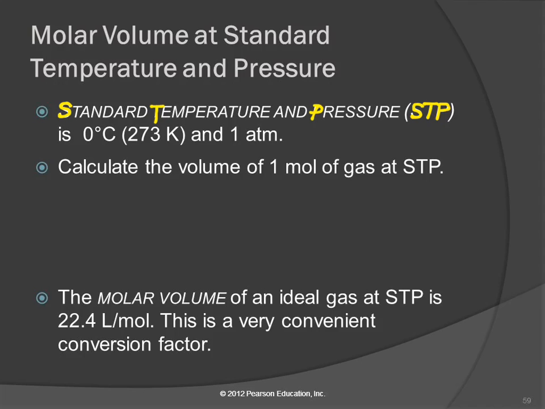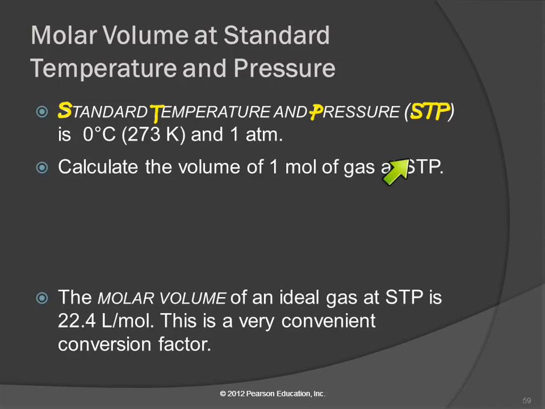Now, is the pressure outside always exactly 1 atmosphere? No, but it's pretty close. It varies a little bit. Atmospheric pressure varies only a small amount. It doesn't go between 1 atmosphere and 2 atmospheres. We would be very uncomfortable if the pressure was 2 atmospheres. So then we can do things like calculate the volume of 1 mole of gas at STP.